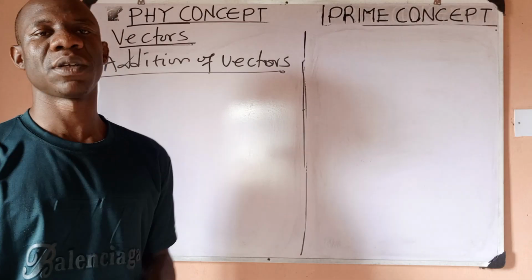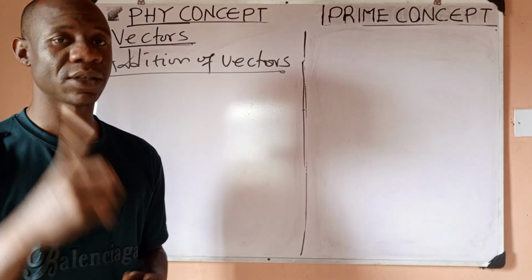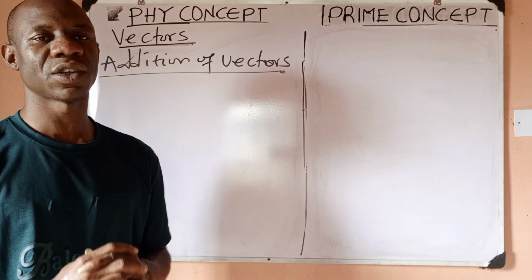We defined what a vector is. We said a vector is a quantity that has magnitude and also has direction. We looked at the symbols and representations of vectors.